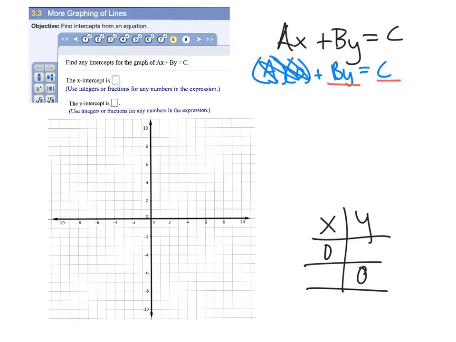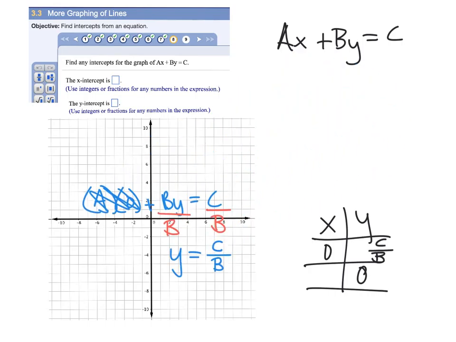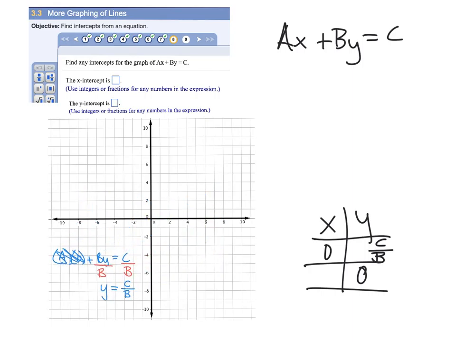So now we're going to divide both sides by b, and you end up with y is equal to c over b. And so that is what's going to go down here for y. Y is equal to c over b. All right. And so this scratch work, I'm going to put it away.